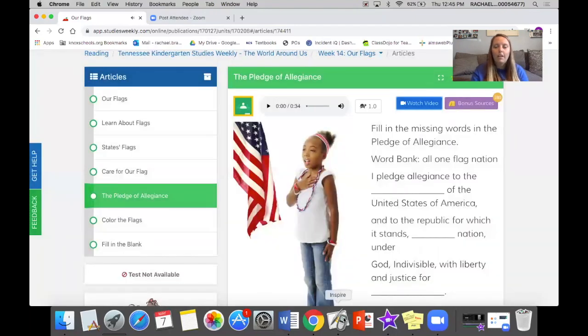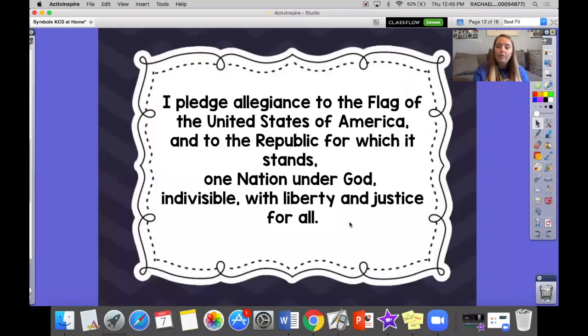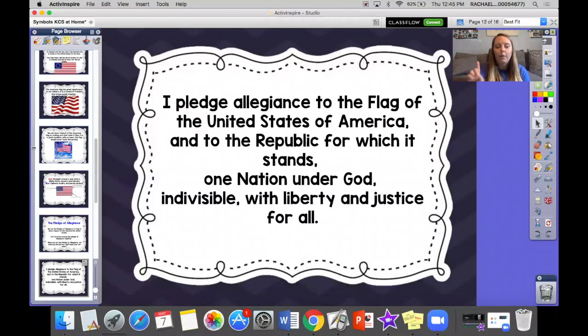Awesome. So the Pledge of Allegiance is another symbol for the United States. So far we've talked about what a symbol is, and it's something that stands for something else. We've identified the American flag as a symbol of the United States, and we've identified the Pledge of Allegiance as another symbol of the United States.